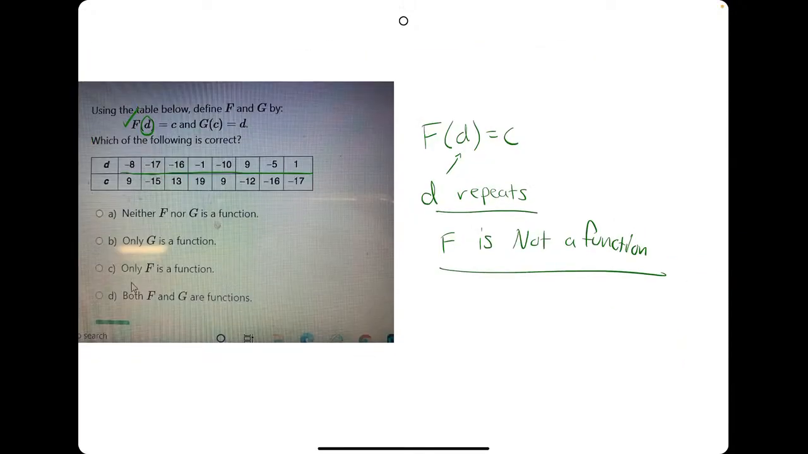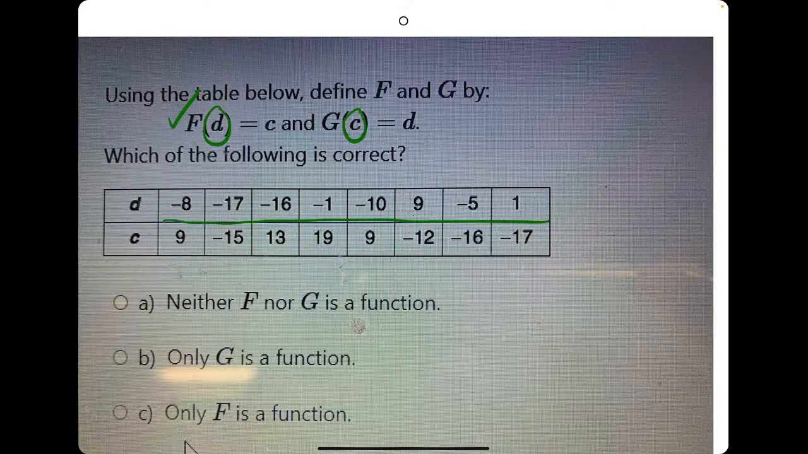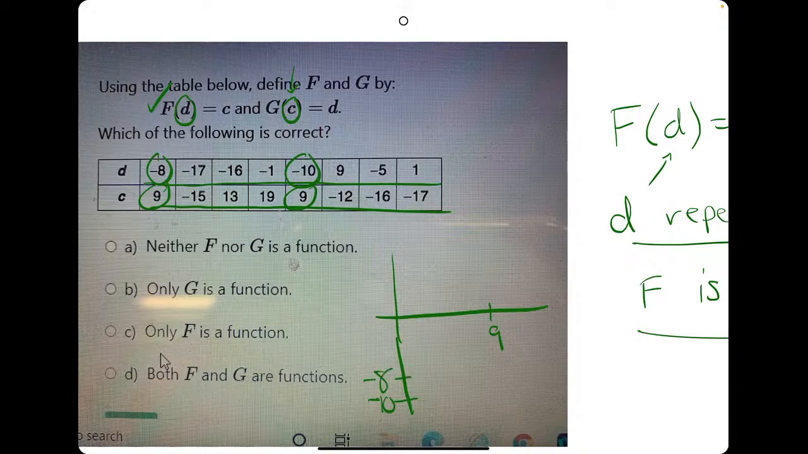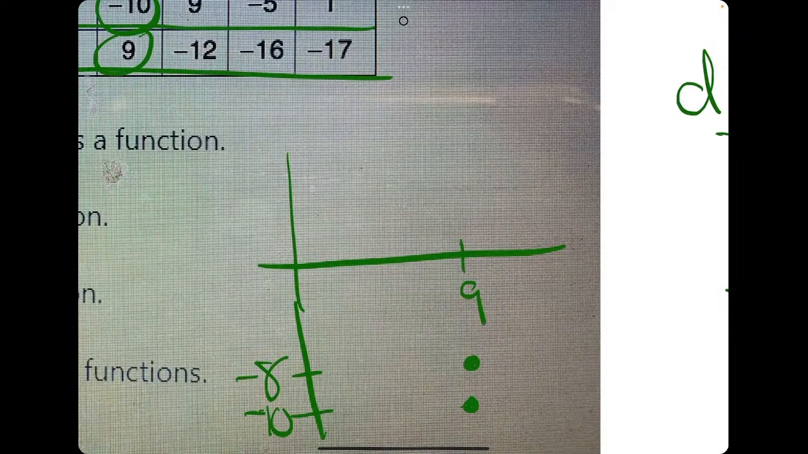So then same idea. If we look at g and we see the input is c, we're looking for, does c repeat any values? I see 9 and 9. So that means when you plug 9 into that function, it's giving you negative 8 and negative 10. That would not pass the vertical line test if you were to graph those 2 points. Because you think about it, we have a 9 as the input, the x value, giving us two outputs, negative 10 and negative 8. So they'd be two dots on the same vertical line.